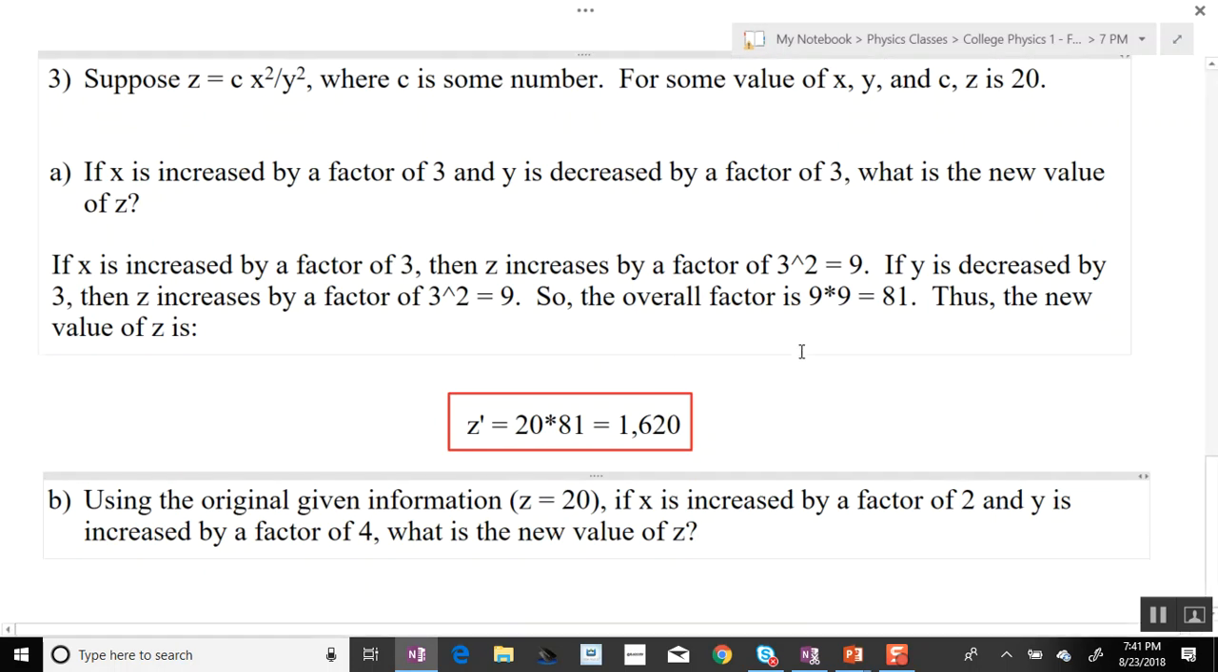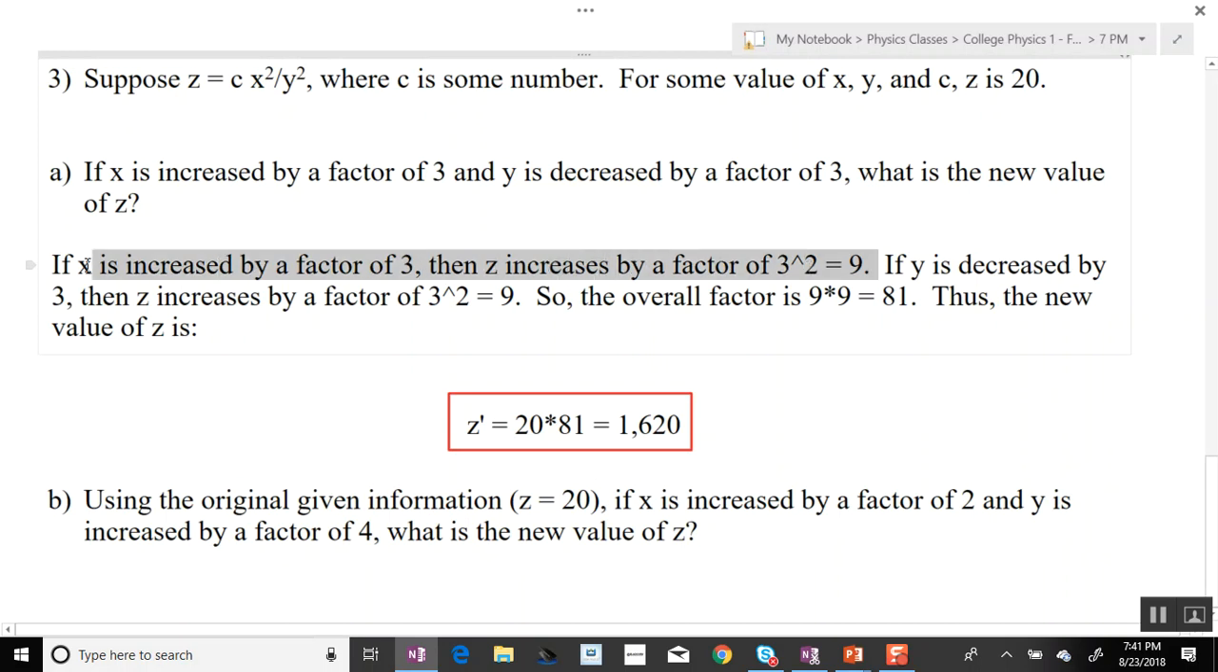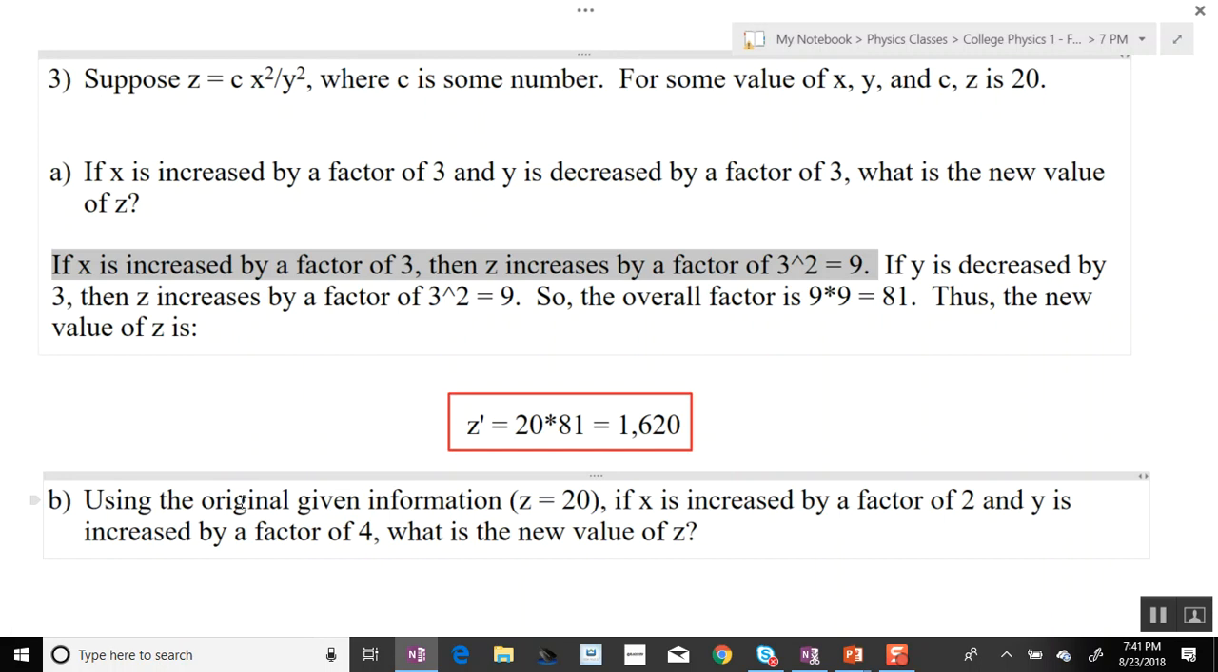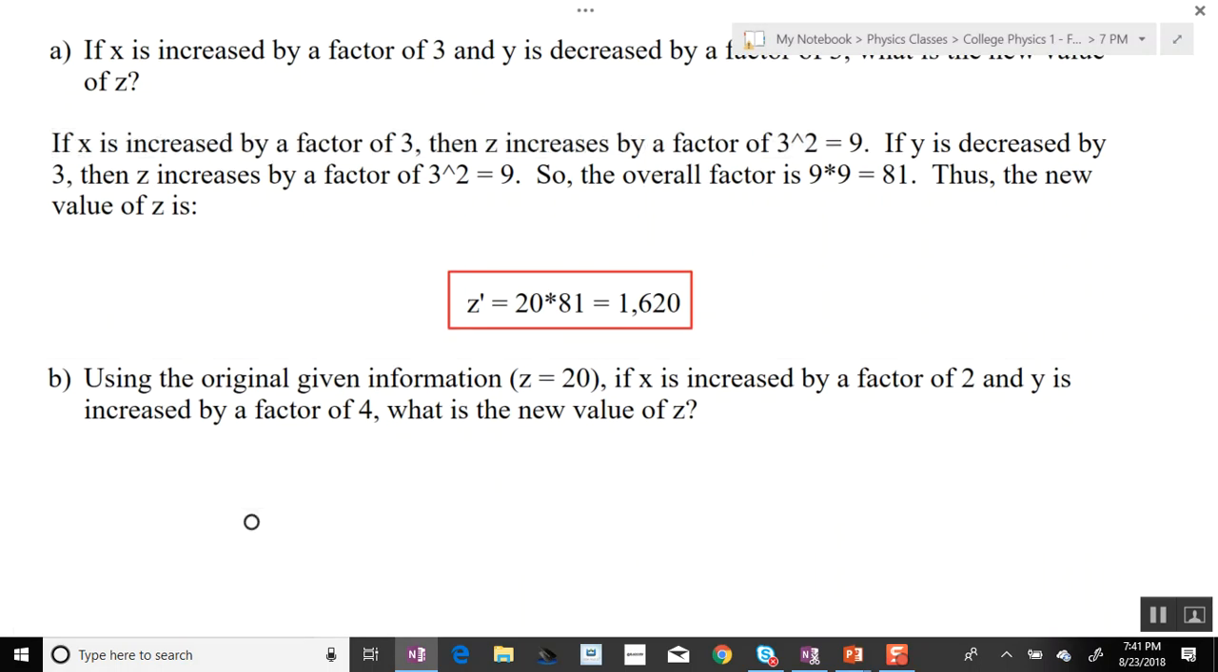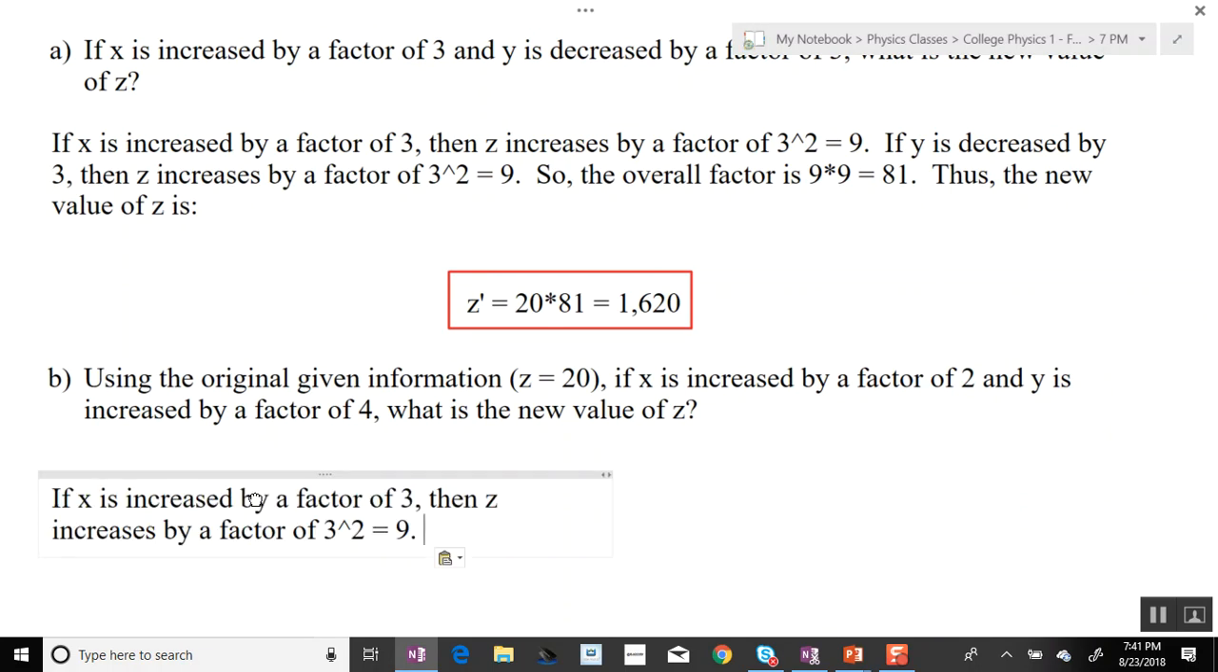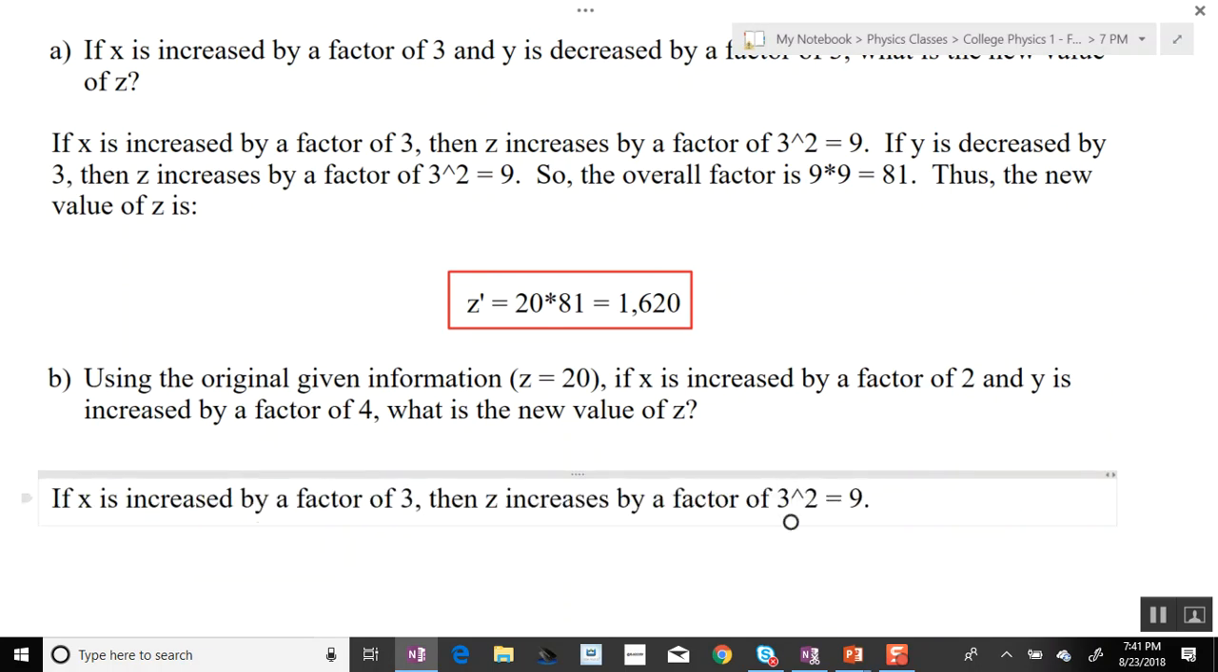Once again, we have to do this step by step. Let me just copy this sentence first. What happens if we increase x? What happens to z? Does it increase or decrease? It increases, but it doesn't increase by 2. It increases by 2 squared, because it's x squared. So it increases by 4. That makes sense?